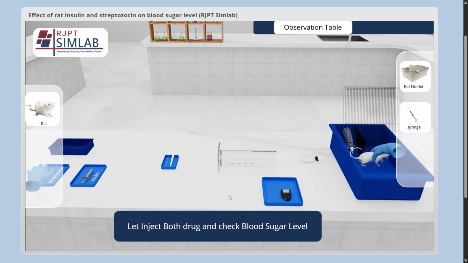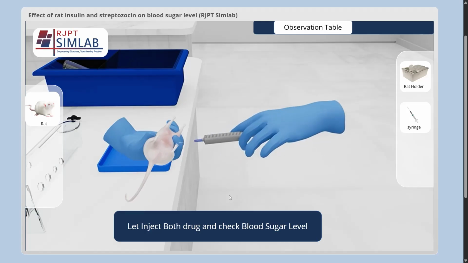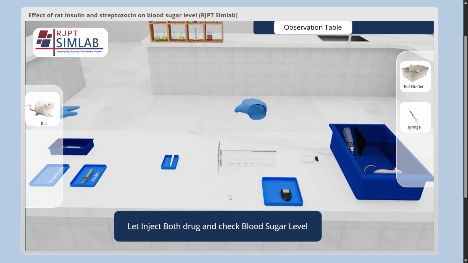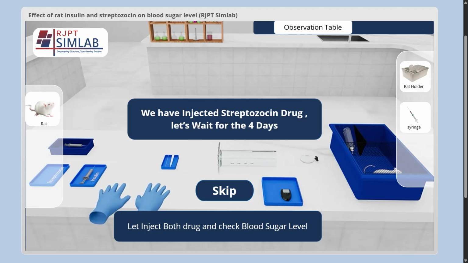So now we will take the second rat out of the cage and we will inject the streptozocin drug through the intraperitoneal route inside the abdominal cavity. And now we have injected the streptozocin drug. We have to wait for 4 days. So by clicking the skip button, we can skip the waiting period of the 4 days.